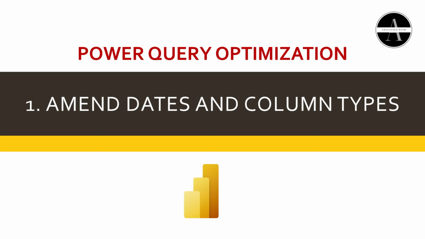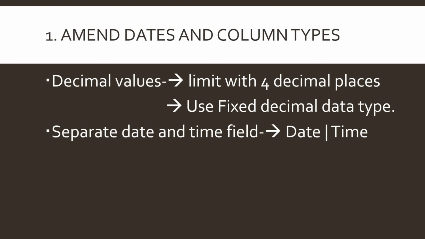Point number 1. Amend data and column types. First, we want to focus on cleaning up and optimizing our data types. For example, if you are working with decimal values, try to limit your data to no more than 4 decimal places. Not only does this reduce the size of your data set, but it also improves performance. Instead of using the decimal data type, use fixed decimal when possible. This helps with compression and reduces the memory footprint of your data.